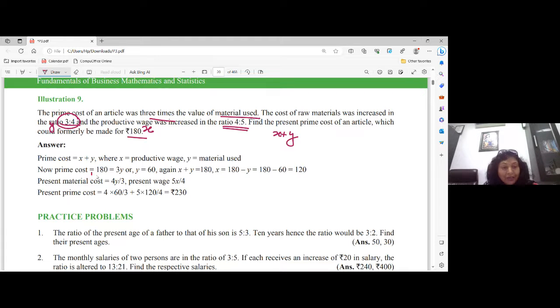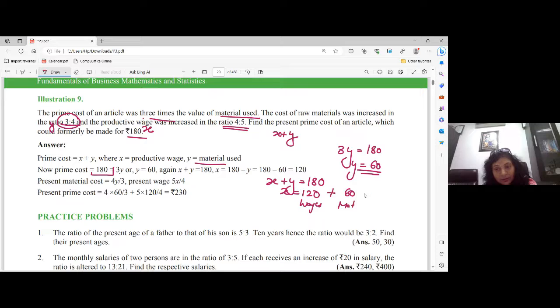Now we have been given prime cost is equal to 180 and the prime cost of an article was 3 times the material used. Iska matlab, if material used is Y, then 3Y is equal to 180. So that means Y is equal to 60. And X plus Y is equal to 180. So if Y is 60, then X is equal to 120. That means our wages are 120, material used is 60 and prime cost is 180.